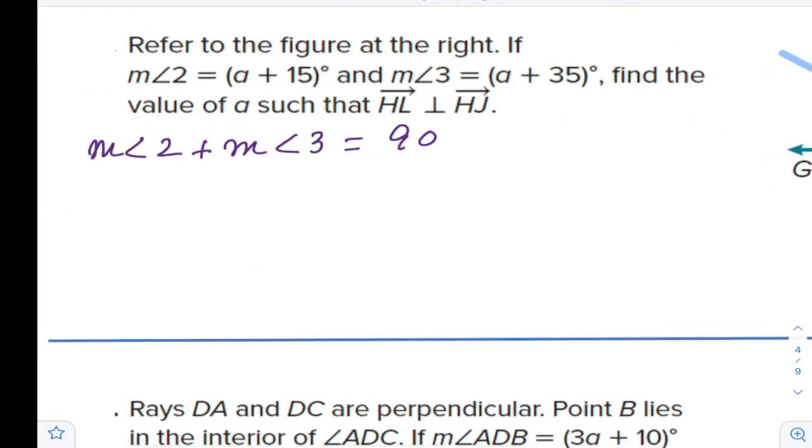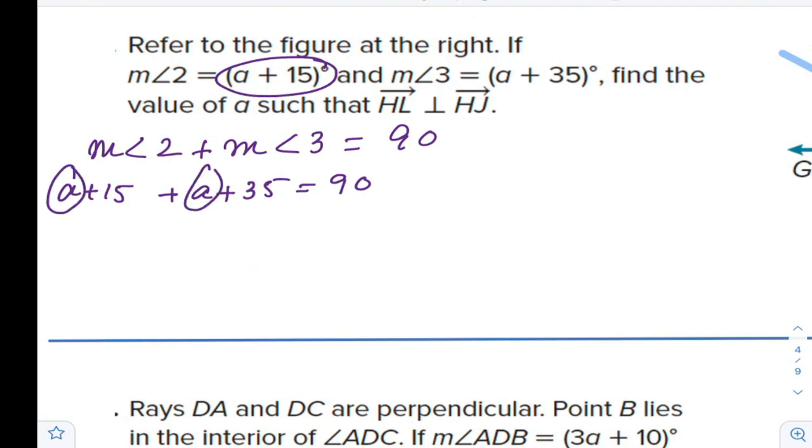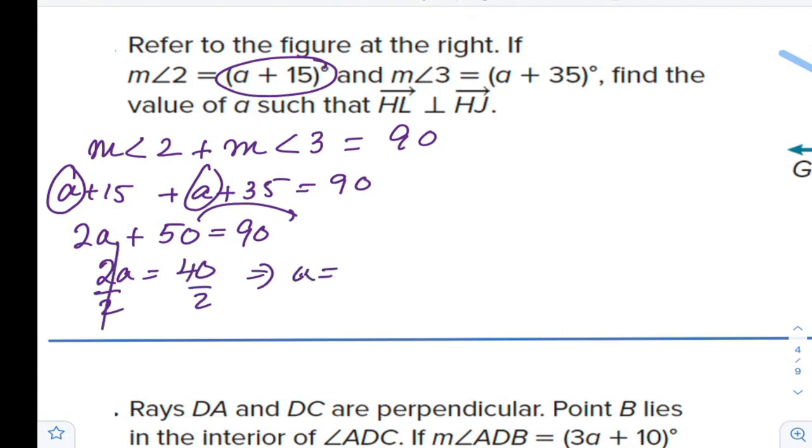Let's replace. Angle 2 is given, angle 3 is given as A plus 35. And all what you have to do now, يعني first thing is you need to set up the equation properly. إذا حطيت الإيكويشن صح الباقي سهل. صار بس حل المعادلة. 2A plus 15 plus 35, which is 50, equals 90. So 2A is 90 minus 50, which is 40. Dividing both sides, so A is 20.